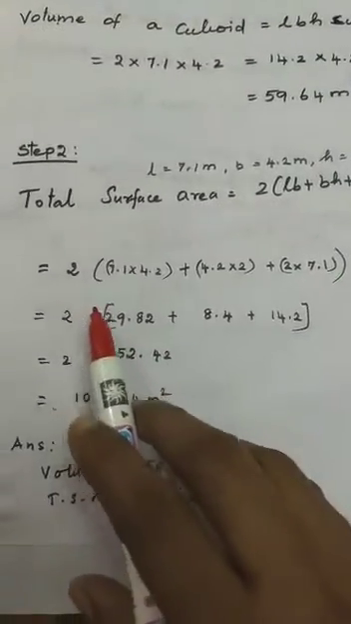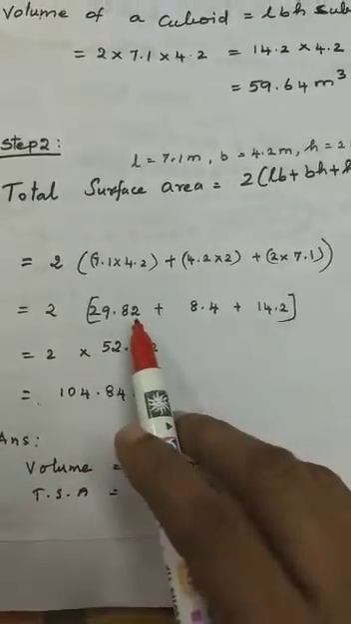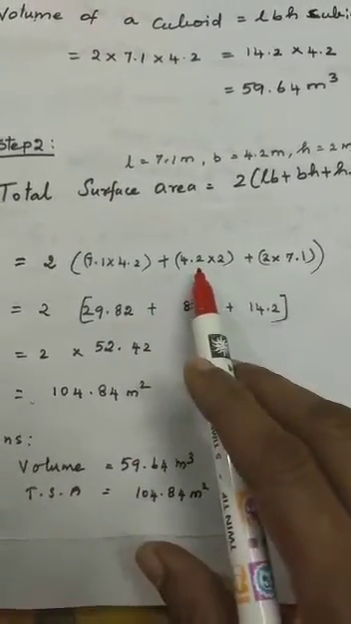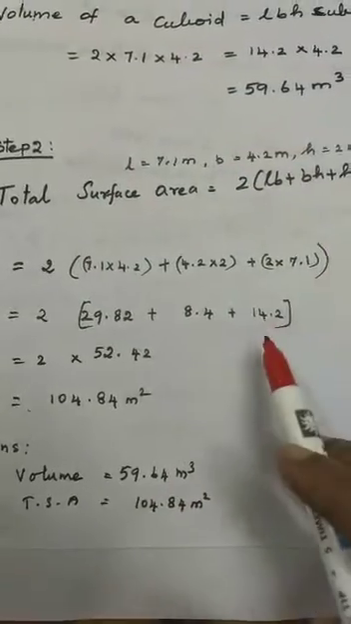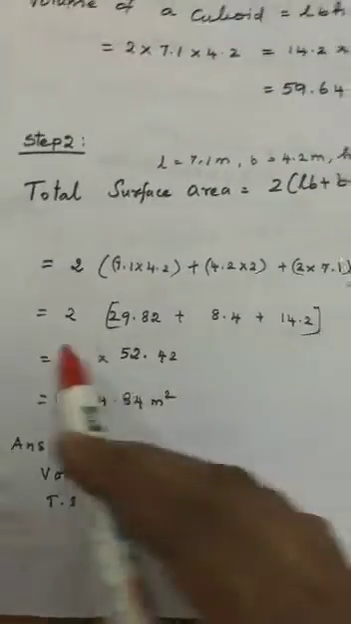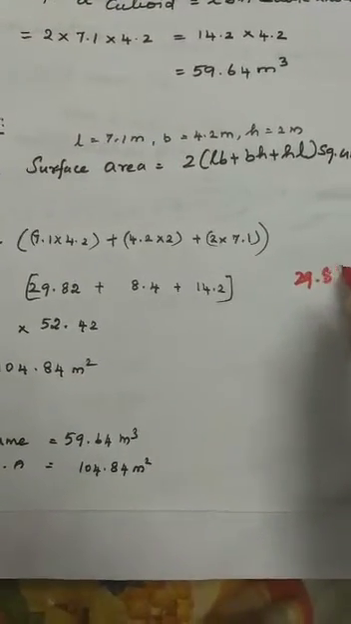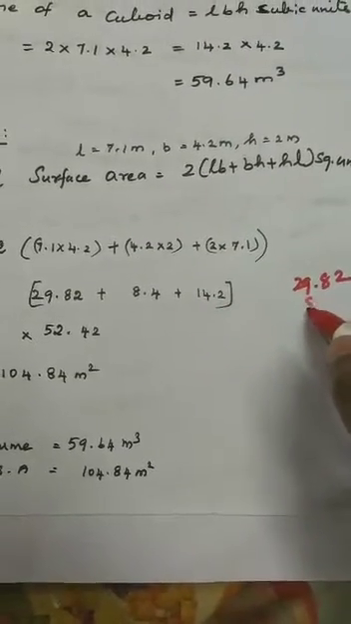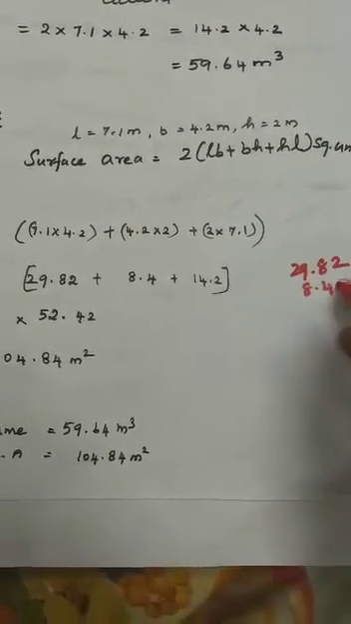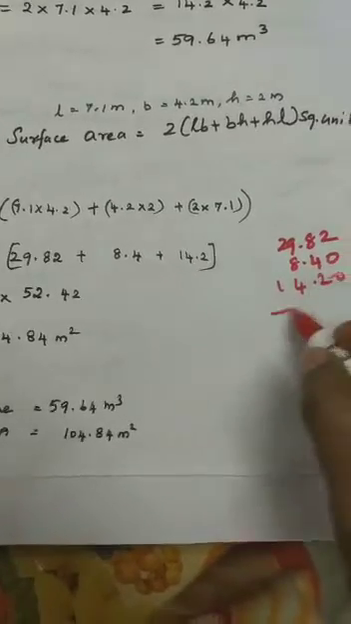Now you have to multiply all these. If you multiply, that means 29.82. Then here 4.2 into 2, 8.4. Then 2 into 7.1, 14.2. So you have to add all these: 29.82, then 8.40, then 14.20. Now add.